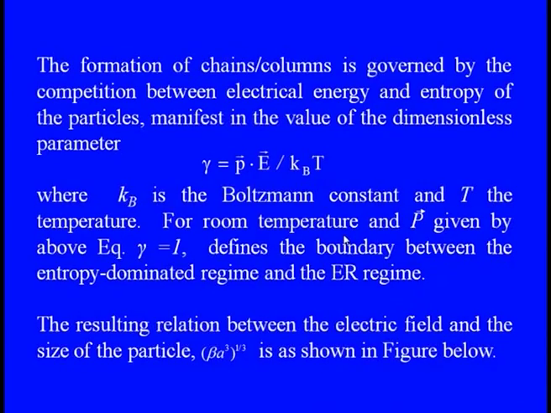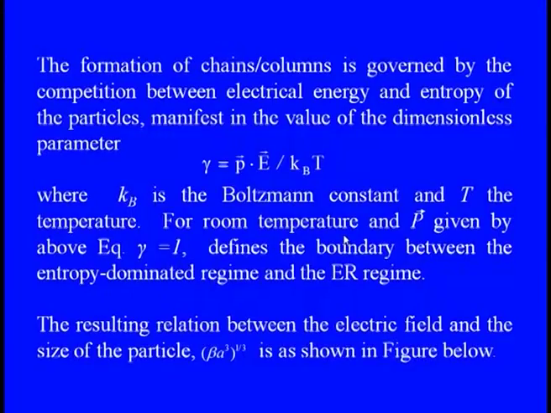We can manifest this in the dimensionless parameter gamma, equal to P times E, the dipole moment times the applied electric field, divided by KB times T, where KB is the Boltzmann constant and T is the temperature. So when discussing all that, we look at the relation, the exchange between the electric energy and the entropy of these particles, because ultimately, when we put the electric field on, after a certain time the particles always lie along chains or columns.